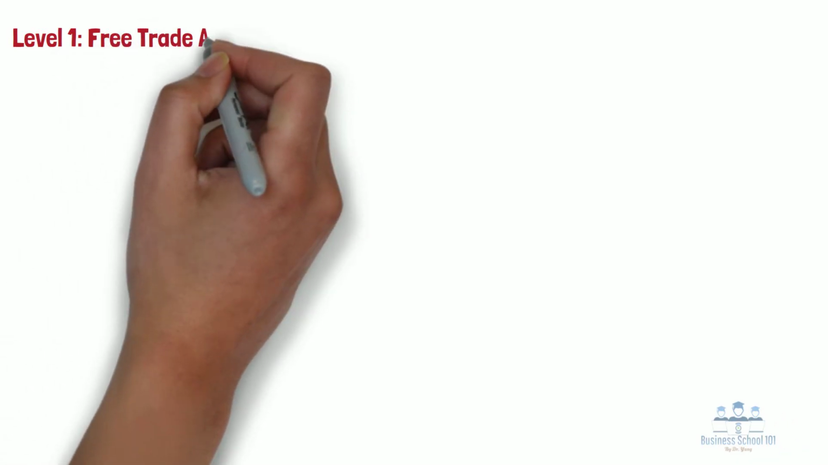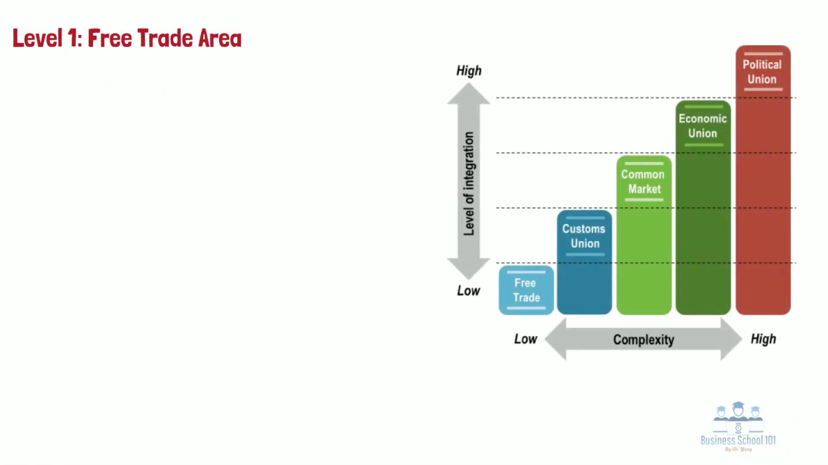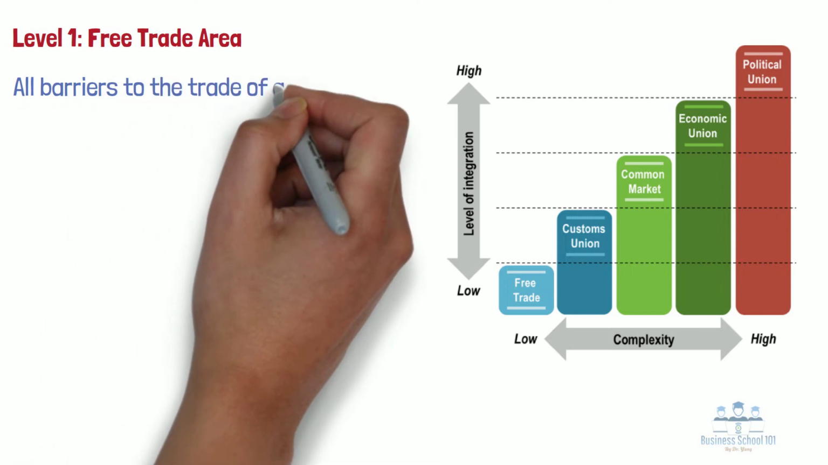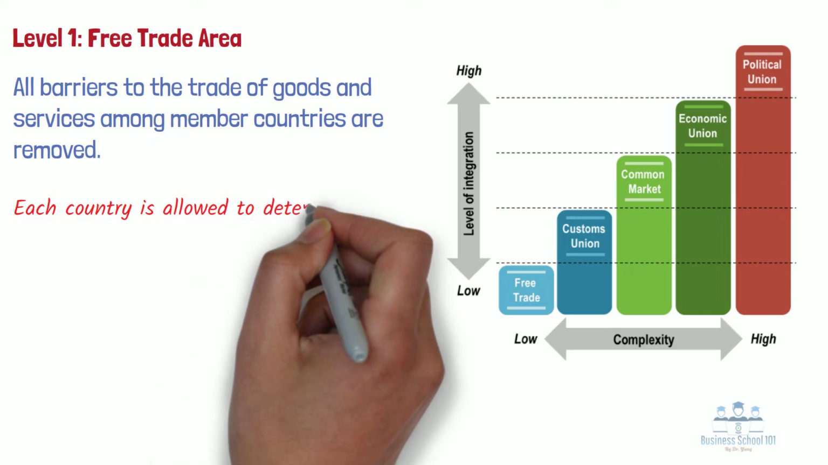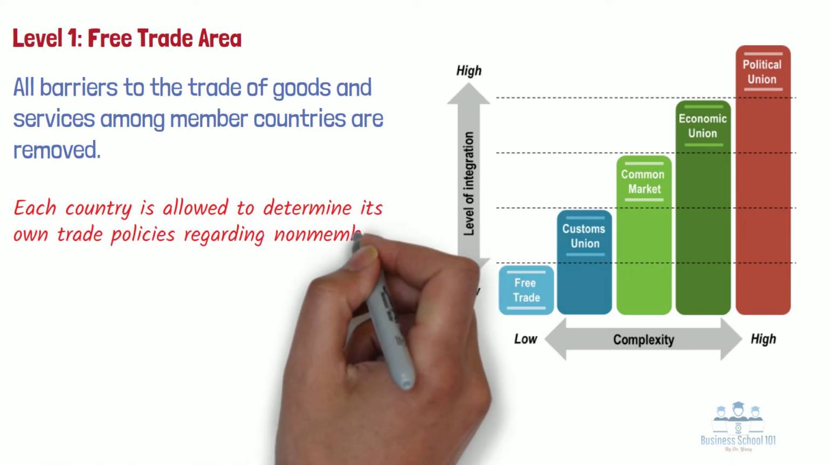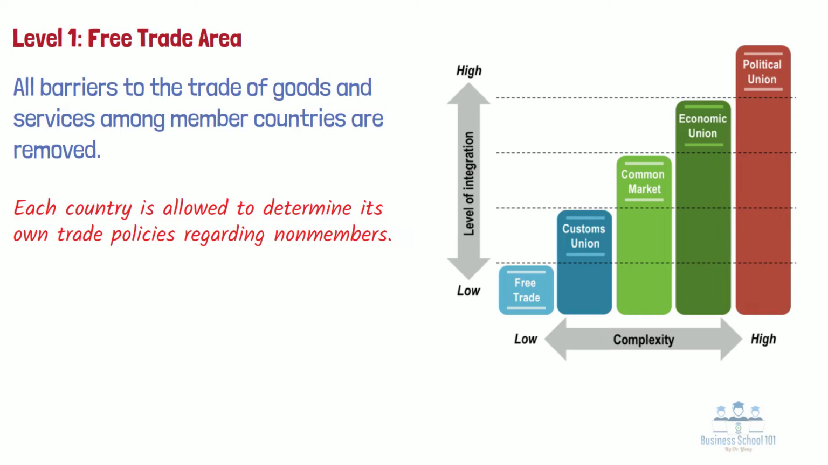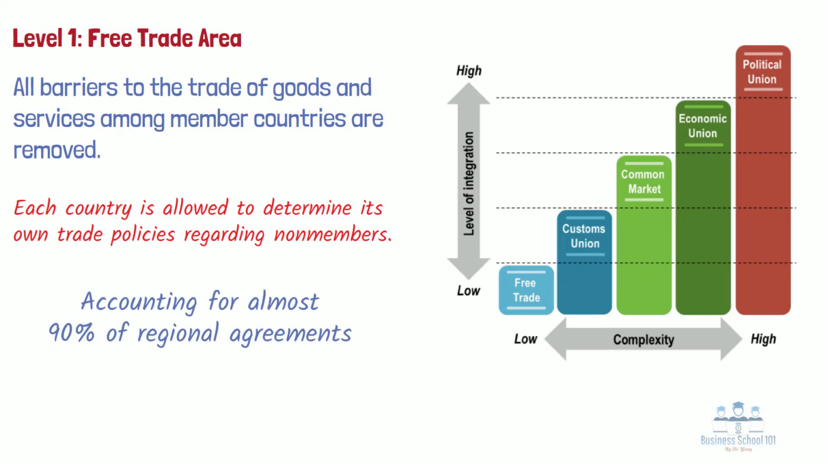Level 1. Free Trade Area. In a free trade area, all barriers to the trade of goods and services among member countries are removed. In the theoretically ideal free trade area, no discriminatory tariffs, quotas, subsidies, or administrative impediments are allowed to distort trade between members. However, each country is allowed to determine its own trade policies regarding non-members. Therefore, the tariffs placed on the products of non-member countries may vary from member to member. Free trade agreements are the most popular form of regional economic integration, accounting for almost 90% of regional agreements.